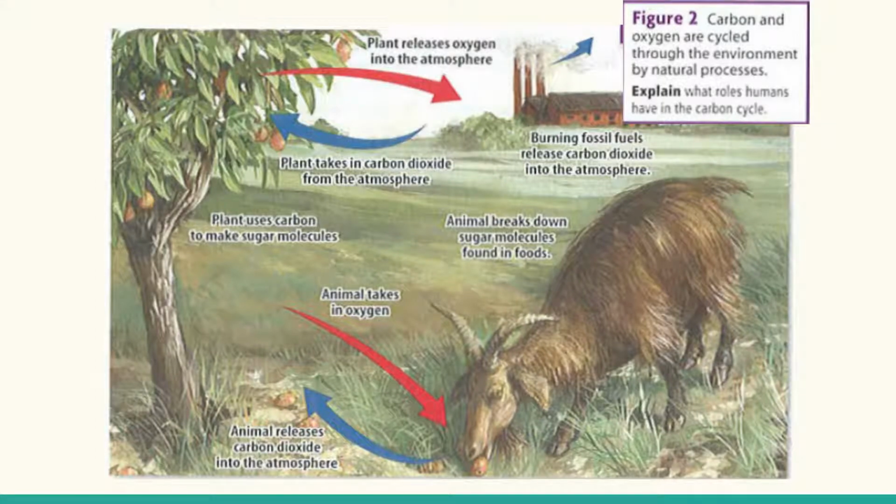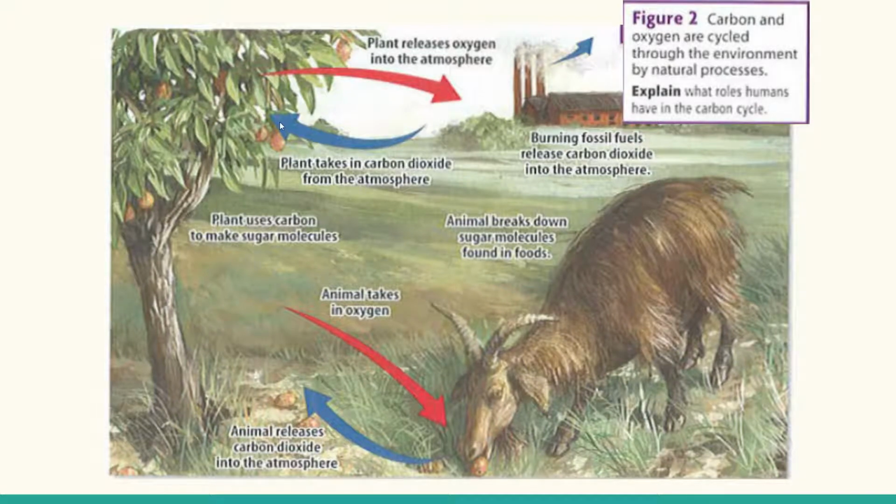Okay, so this is assuming you watched both of those videos already. So here we see carbon and oxygen are cycled throughout the environment by natural processes as well as man-made processes. So the plant, let's just start with the plant, I guess. Plant takes in carbon dioxide from the atmosphere.